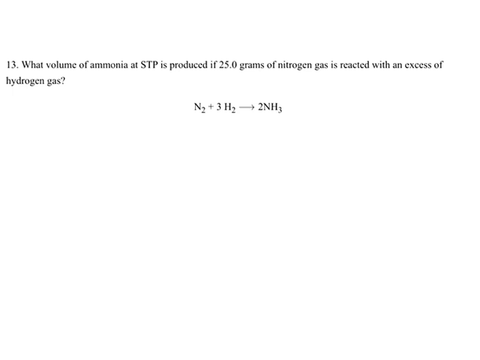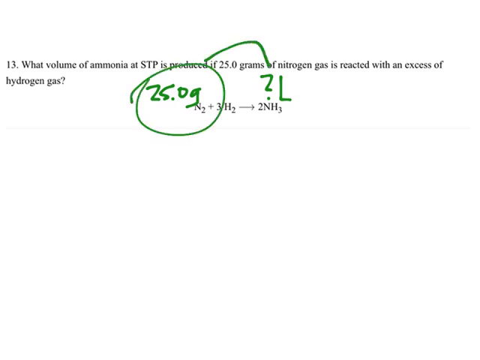Number 13 has some mixed problems here. What volume of ammonia, so we're looking for ammonia and volume is measured in liters, is produced if 25 grams of nitrogen reacts. So we're going to have to take this grams of nitrogen to moles of nitrogen. Then from there, take that moles of nitrogen to moles of NH3, and then take that moles of NH3 to liters.